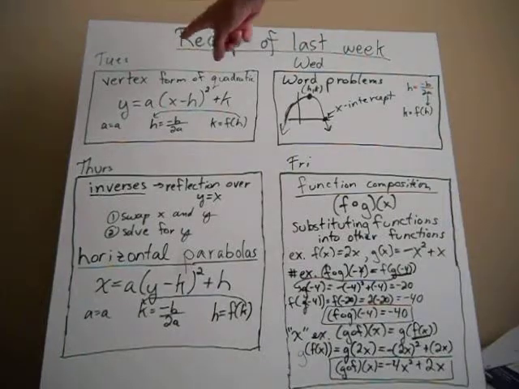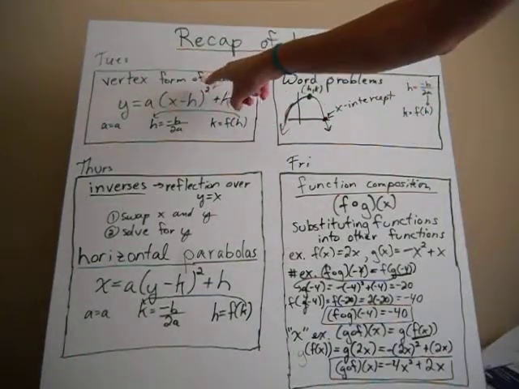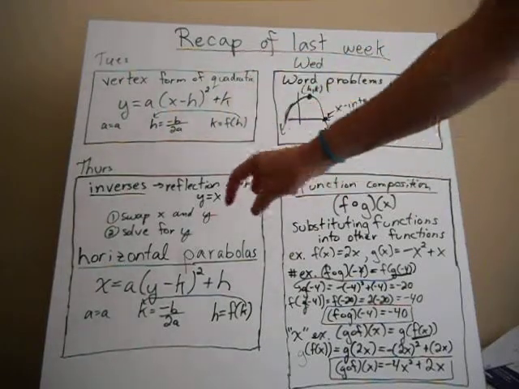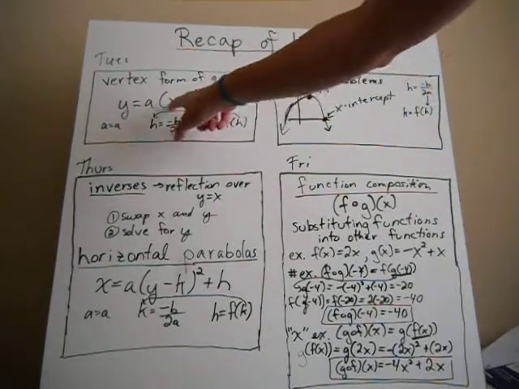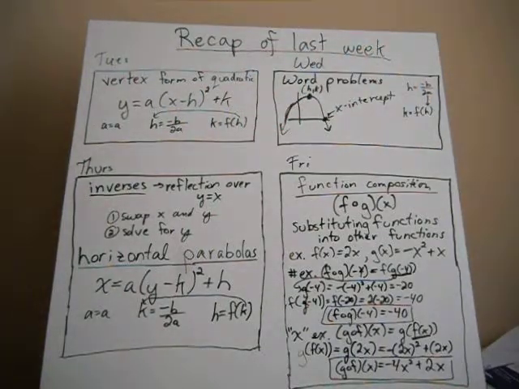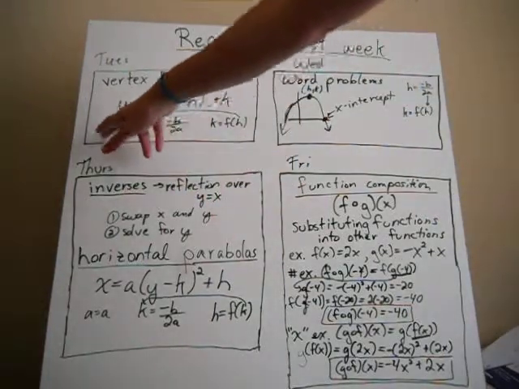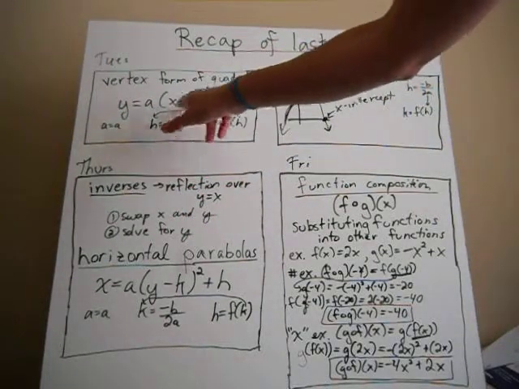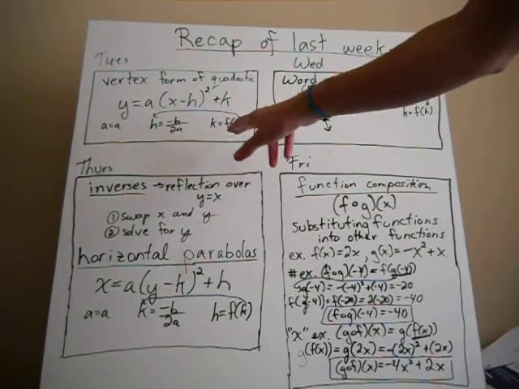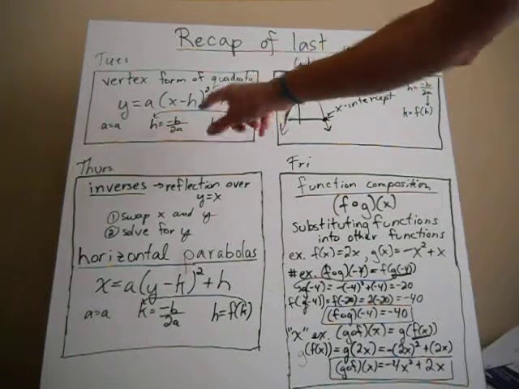So on Tuesday, you were introduced to vertex form of a quadratic. Vertex form is y equals a(x minus h) squared plus k. And if you're given the quadratic in standard form, how you figure out a, h, and k: a is a, h is negative b over 2a, and then to find k, you plug h into the function to get k.